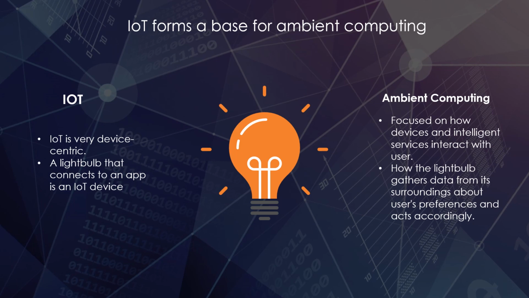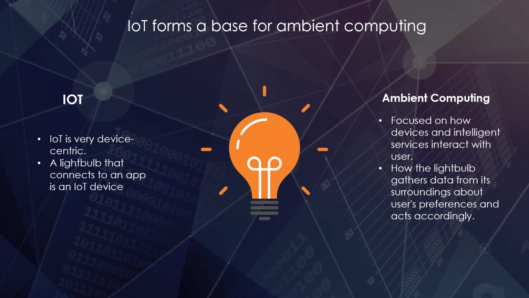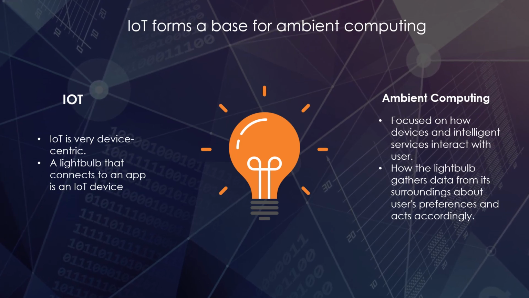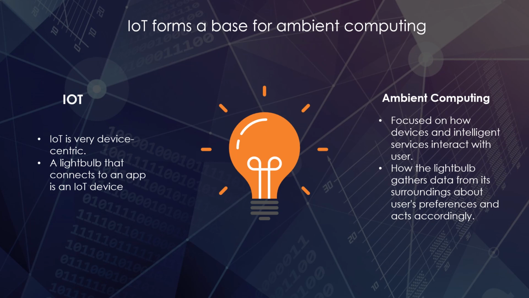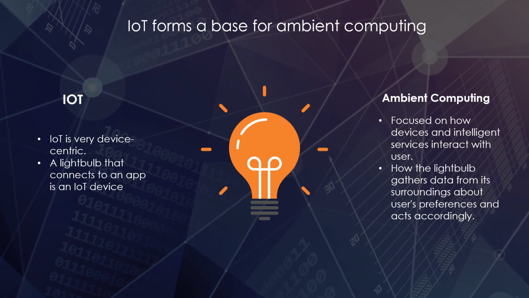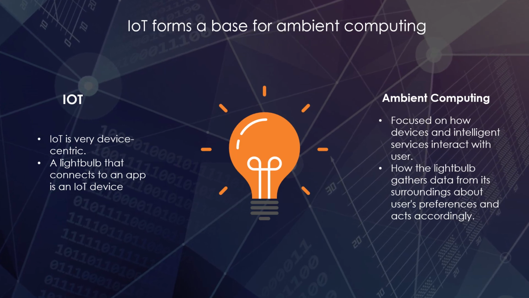Consider a simple example of a light bulb. A light bulb that connects to an app is an IoT device. Now, how the light bulb gathers data from its surroundings about users' preferences and acts accordingly comes in the scope of ambient computing.